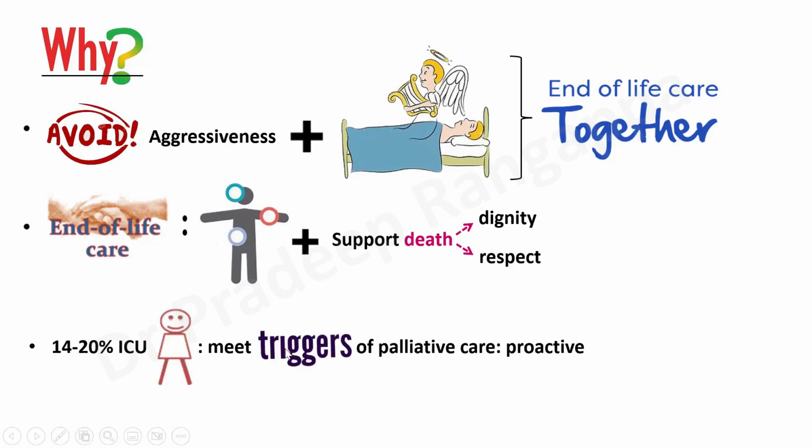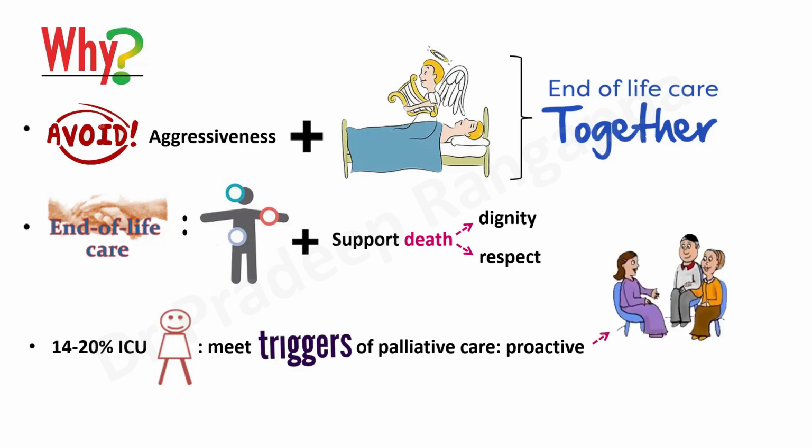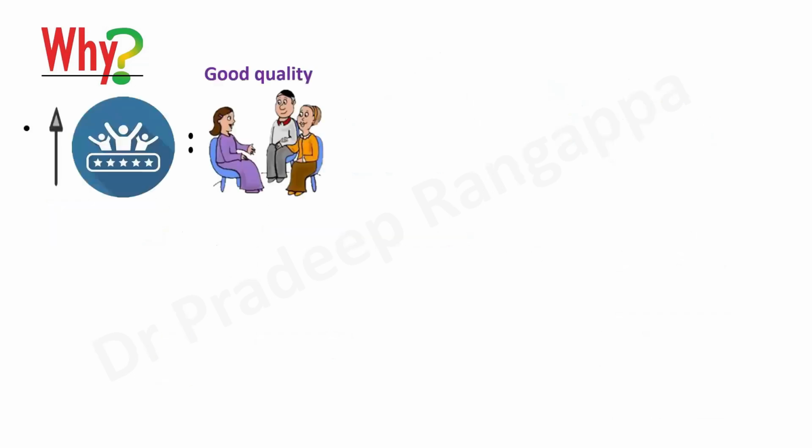It is shown that 14 to 20% of ICU patients meet triggers for palliative care, and one needs to be proactive in applying the science of palliative care. Proactive means starting the communication early on about the principles, taking the patient's attenders into confidence, and alleviating their anxiety, depression, and so on. This has been shown to reduce hospital length of stay.